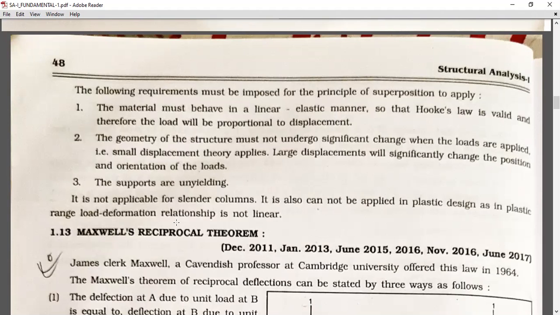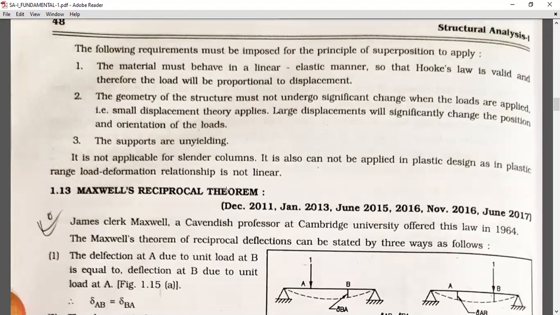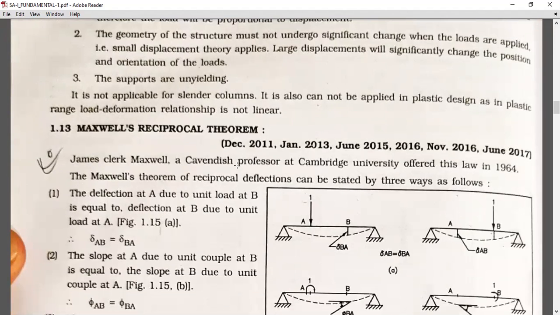The geometry of the structure must not undergo significant change when the loads are applied. Small displacement theory applies. Large displacement will significantly change the position and orientation of the load. And the third is supports are unyielding. It is not applicable for slender columns. It also cannot be applied in plastic design, as in the plastic range the load-deformation relationship is not linear.